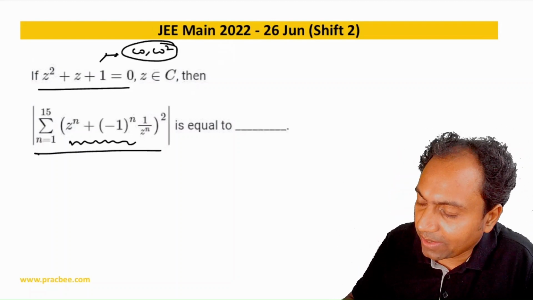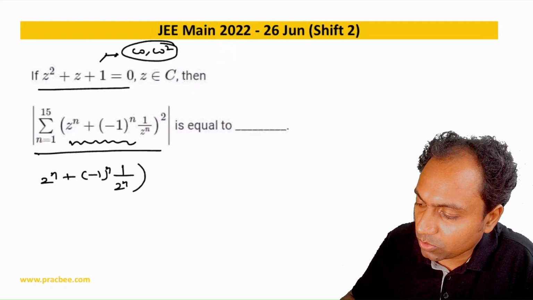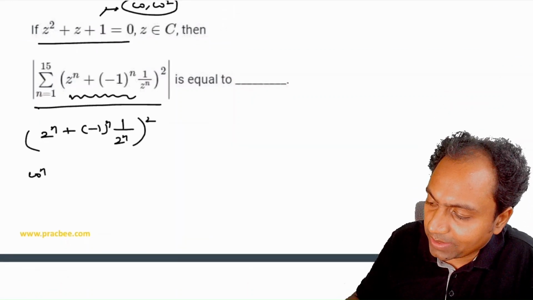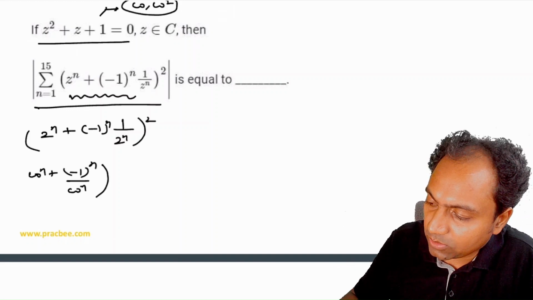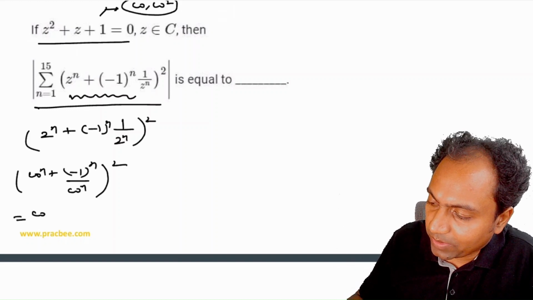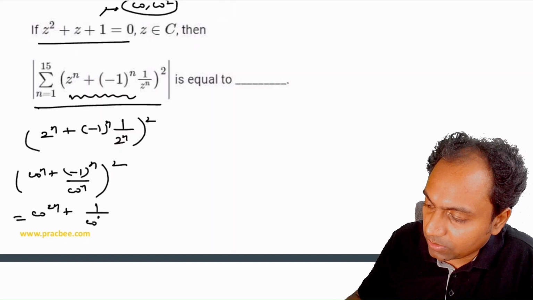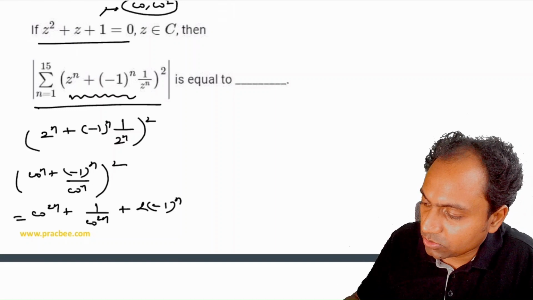So for finding this expression, let us first go inside this. What we have been given is z raised to the power n plus minus 1 raised to the power n by 1 by z raised to the power n whole square. So let us put in place of z omega. So this becomes omega raised to the power n plus minus 1 raised to the power n by omega raised to the power n whole square. And if you simplify, omega raised to the power 2n plus 1 by omega raised to the power 2n and then plus 2, minus 1 raised to the power n.